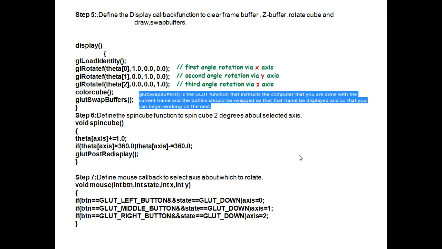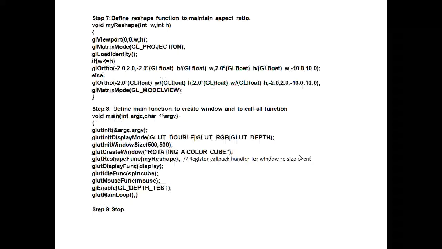First, we will start with the main function. We know this: initialization of display mode, double buffer, coloring we require, and depth buffer, since for 3D diagrams we require depth buffering. So this is the initialization done for the display mode, whereas the window size is taken as 500 by 500, and there is a create window. For the output window, we require a title. The title is rotating a color cube.